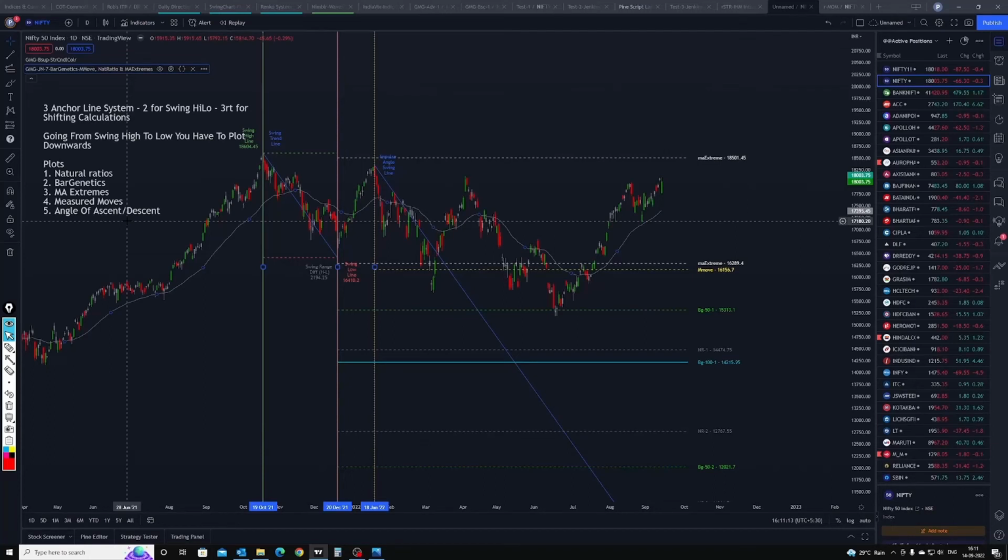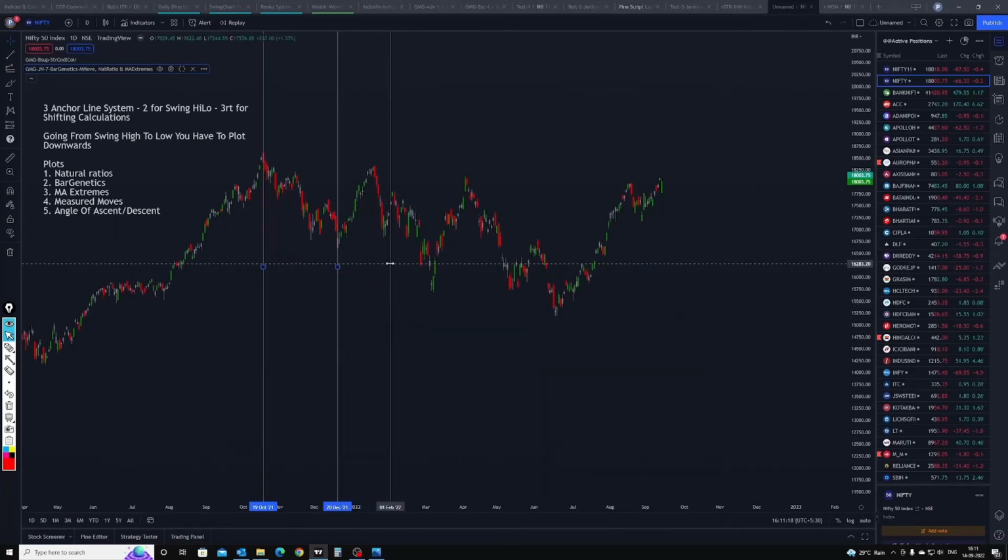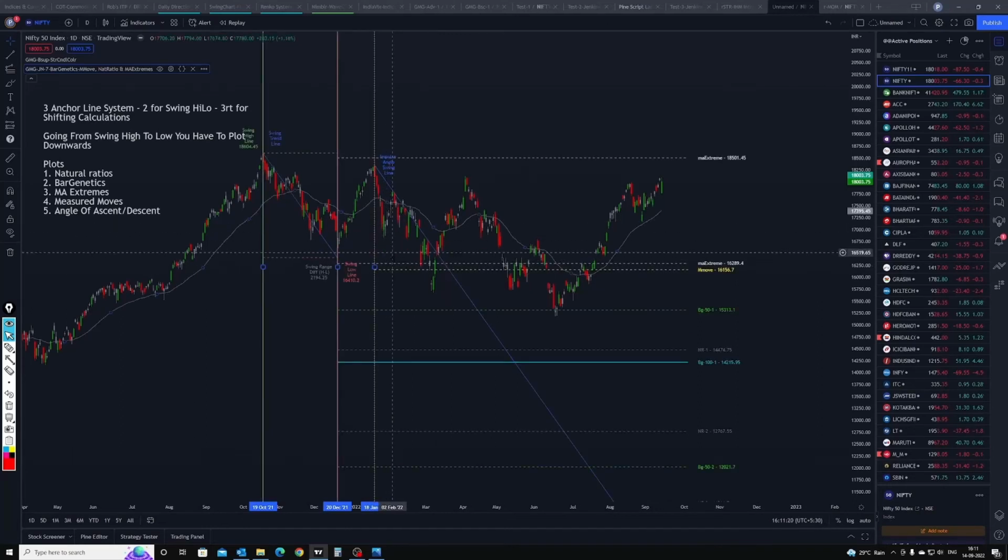So here it is important to understand that the role of this third anchor line, this one, is that it is playing multiple roles. It is playing three roles. One, you can calculate angle of ascent from it. Second, you can calculate measured move from it. And third, you can calculate moving average extreme from it. Let us understand all of them one by one.